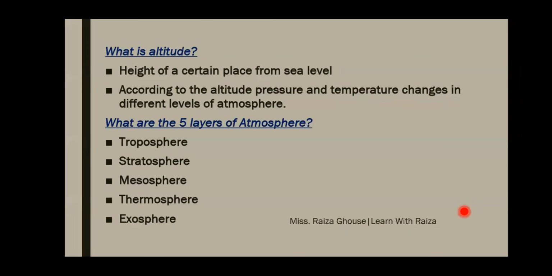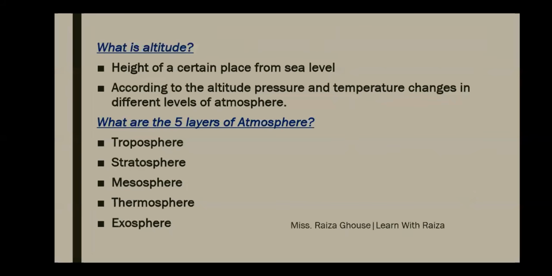When I draw and show that part, this is the sea level. The height of a certain place from the sea level is called altitude, right? And the other thing is that according to the altitude, pressure and temperature change in different levels of the atmosphere. That means when the altitude changes, the pressure and the temperature also change in different parts of the atmosphere, right?